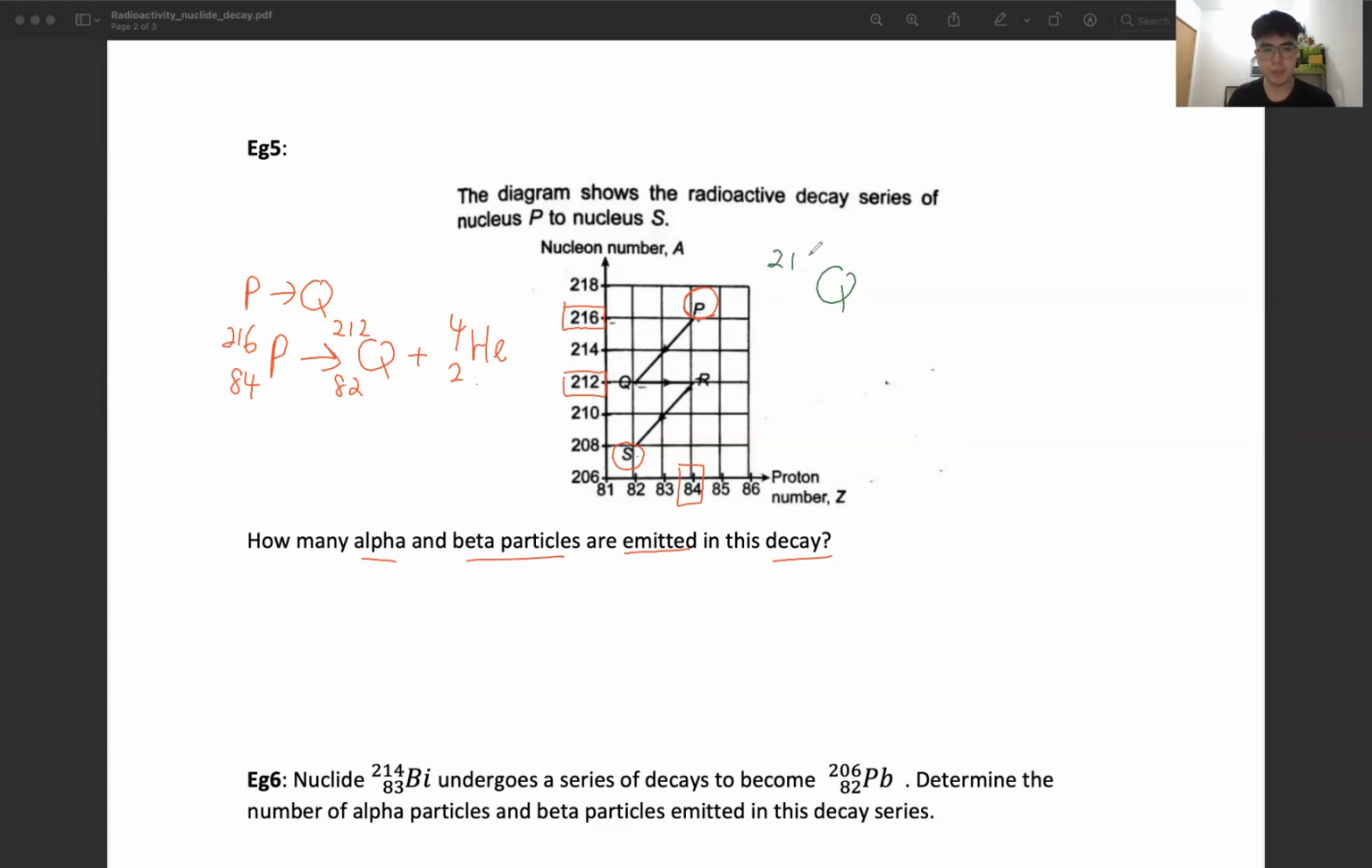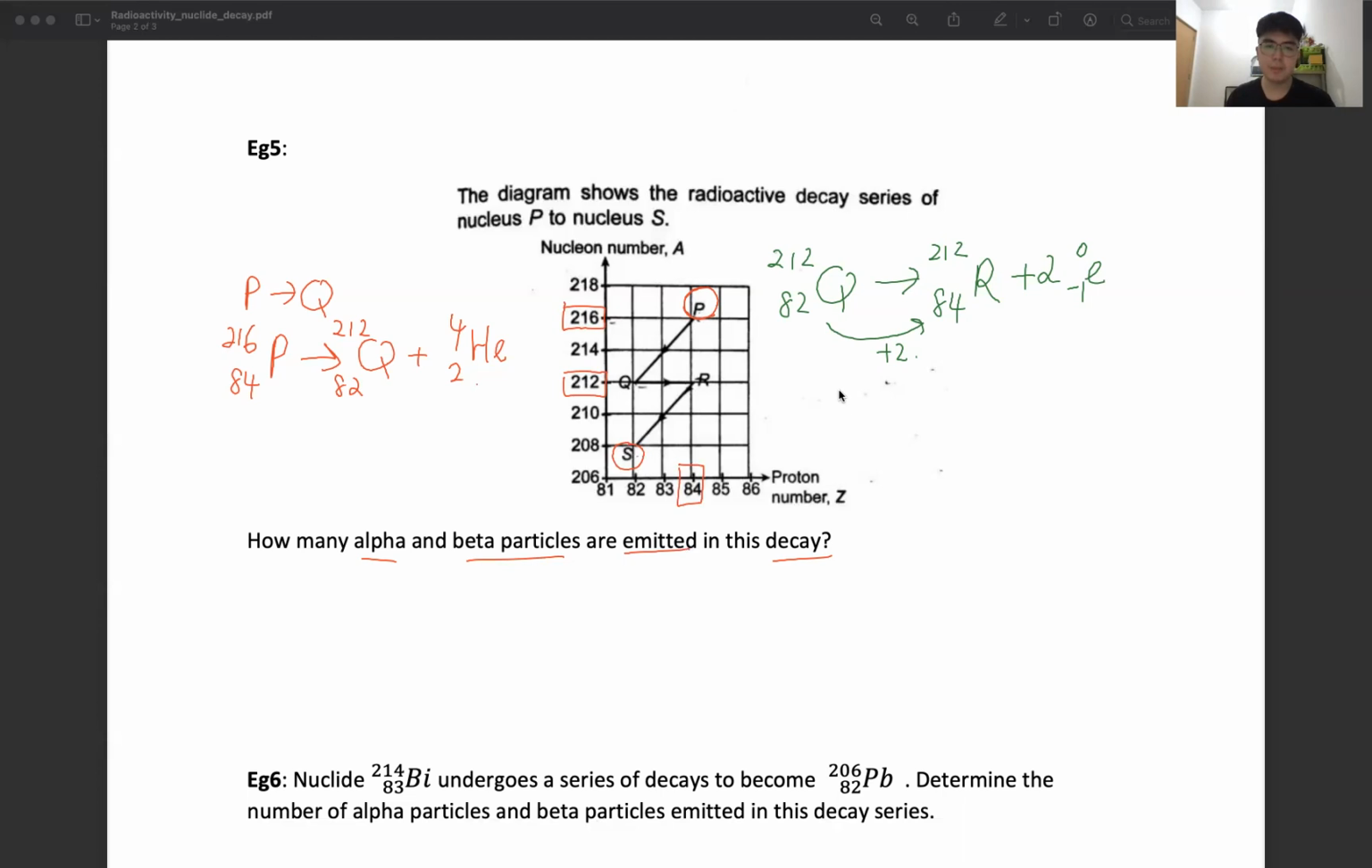Then how about from Q to R? Let's write this down here. Q is 212, 82. To R, it's 212, 84. What decay is this? You see the nucleon number does not change, that is beta. But the proton number 82 goes to 84. If one beta is emitted, that's only plus 1, right? But this one plus 2 means you got 2 beta emitted. Okay, 2 beta particles are emitted because we can see the proton number plus 2, here to here is plus 2.